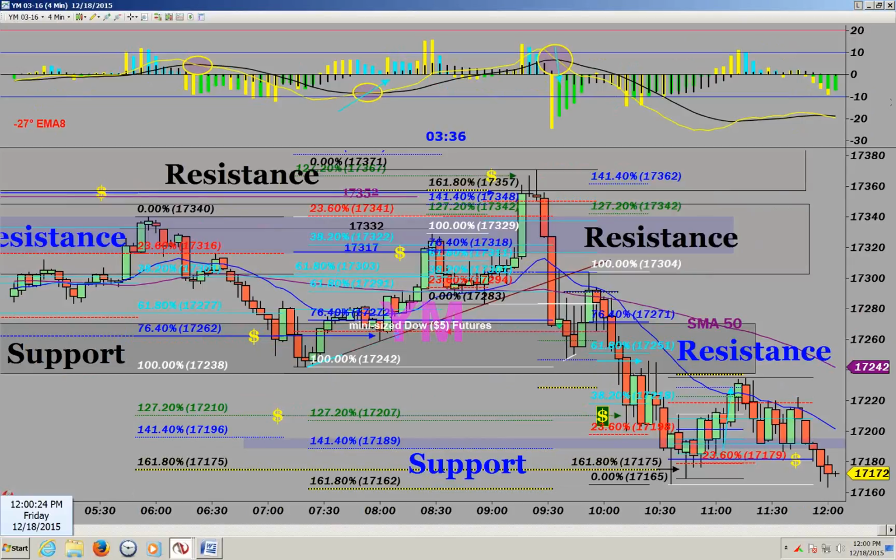Just wanted to take an update on what we've been looking at. We have the move to the upside, which was positive. That move got turned around, and targets to the downside are being reached.